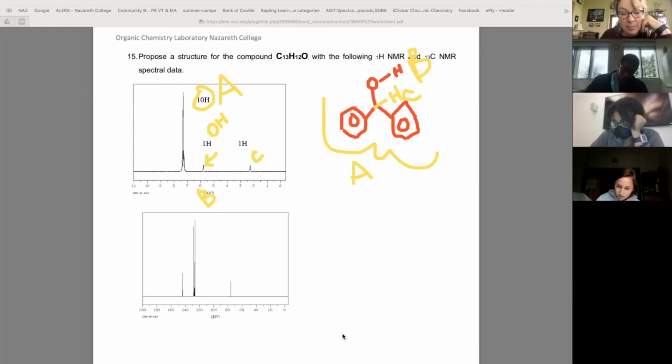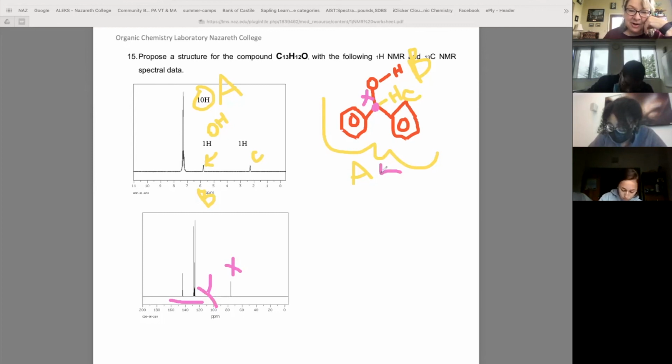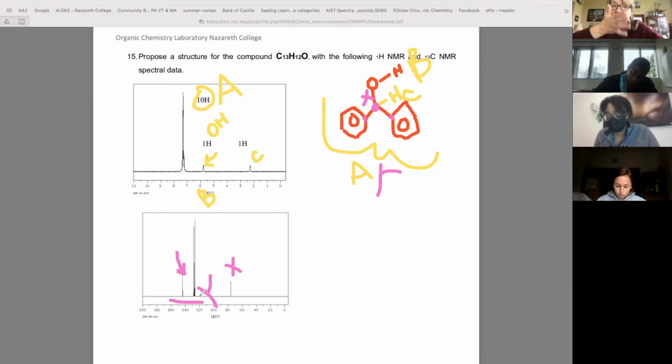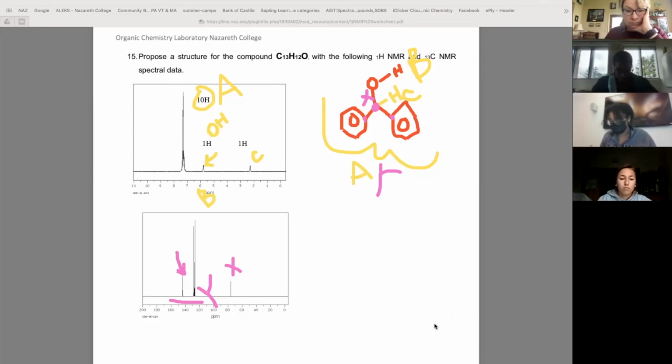And if we looked at the carbon NMR, this carbon right here is going to be X. And then all of these are going to be Y. This one up here, that's part of the benzene. So the carbon NMR will always have the 0 to 200 scale. Proton NMR is always 0 to 12-ish, and then the carbon NMR is 0 to 220.